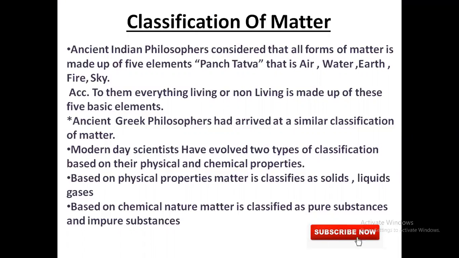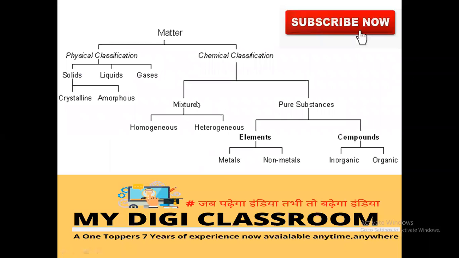But modern day scientists have evolved 2 types of classification based upon the physical and chemical properties of matter. Based upon the physical properties, matter is classified as solids, liquids and gases. Based upon the chemical nature, matter is classified as pure substance and impure substance. Let's elaborate this. Classification of matter, it's a flow chart.